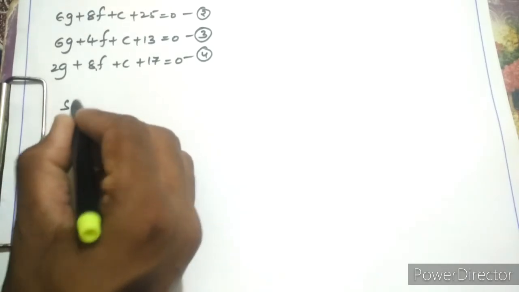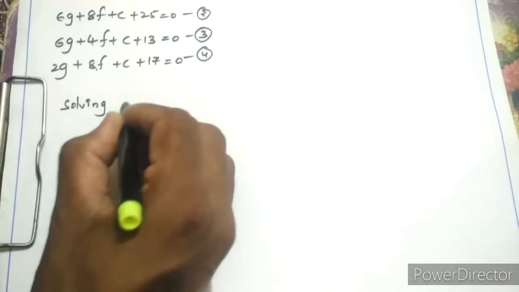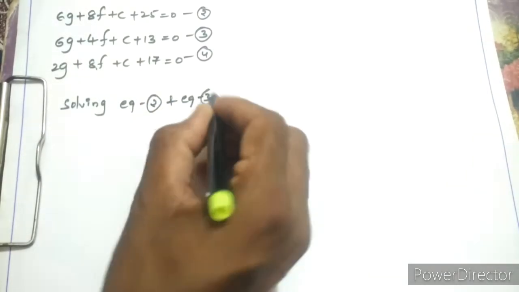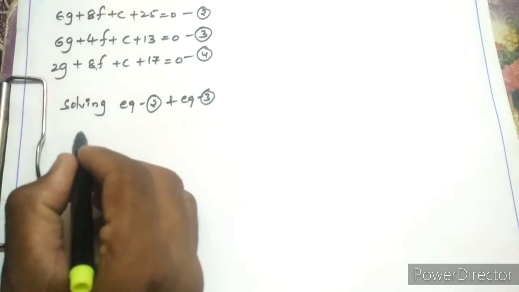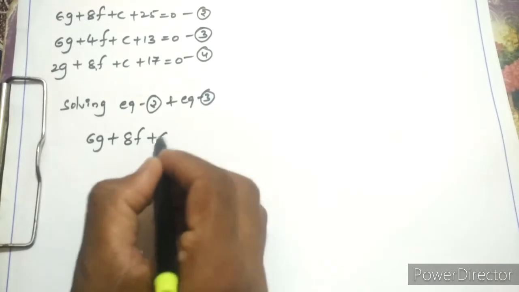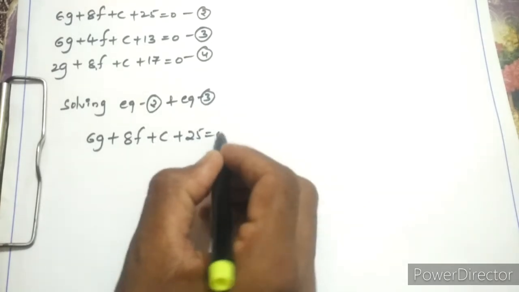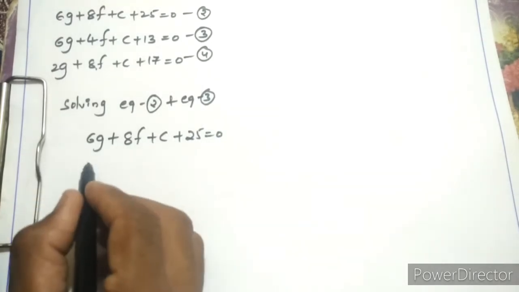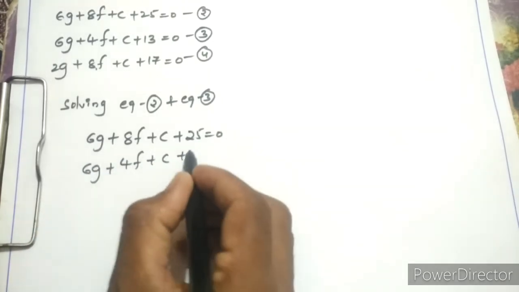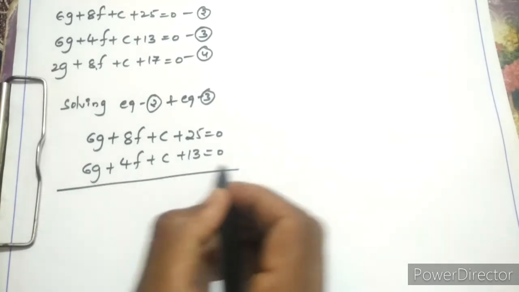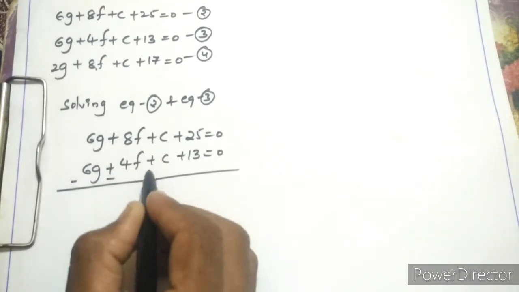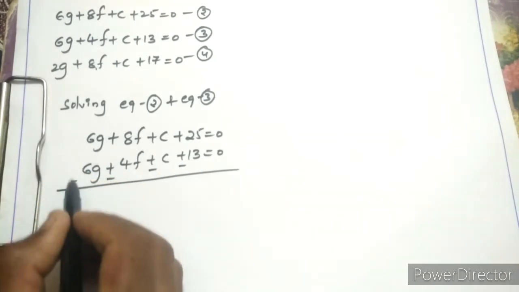So I am solving equation 2 and equation 3. Now see, what is the second equation? 6g plus 8f plus c plus 25 is equal to 0. And the third equation is 6g plus 4f plus c plus 13 equals 0. So change the symbols now. Here plus becomes minus, here plus, minus, minus, minus. So here will be plus, here minus.